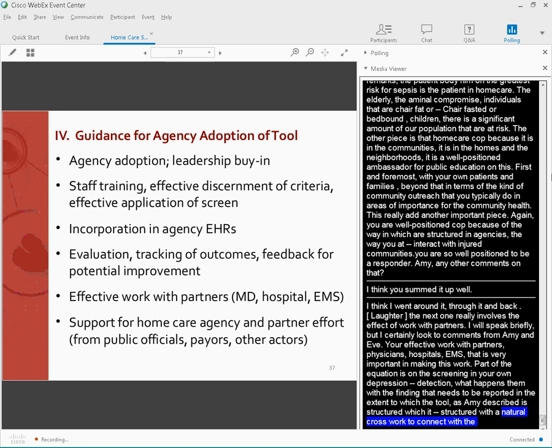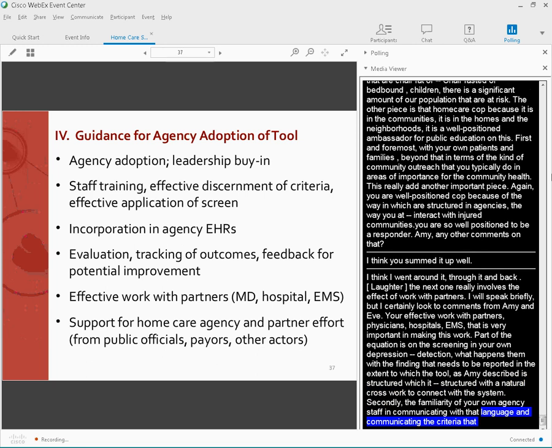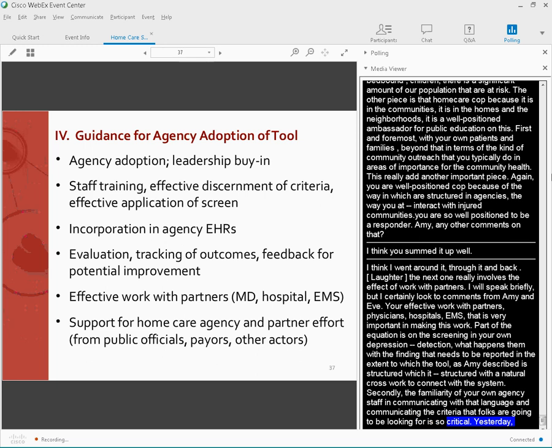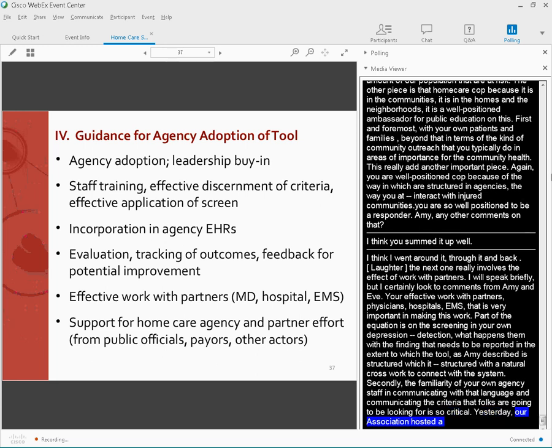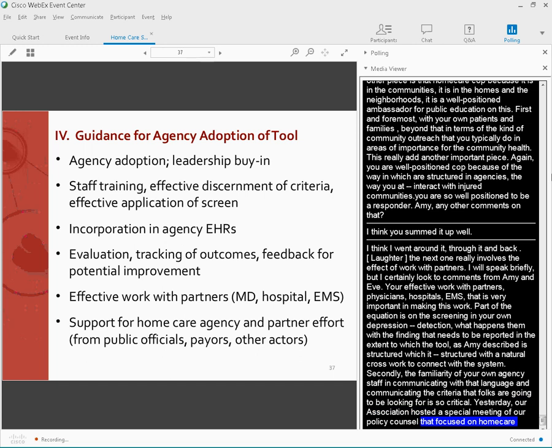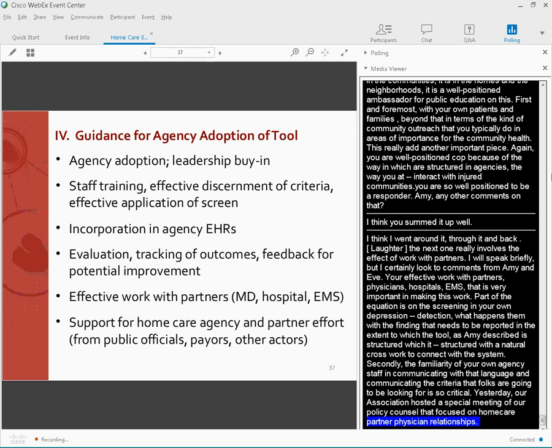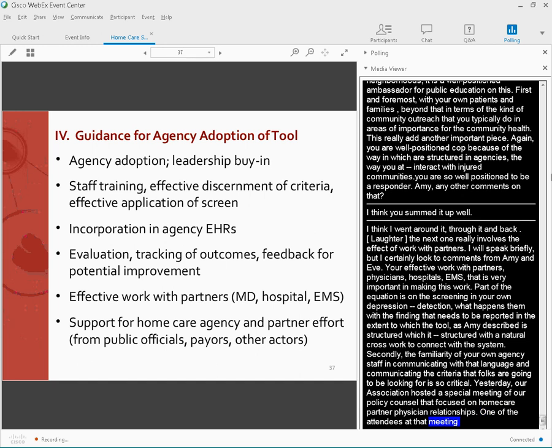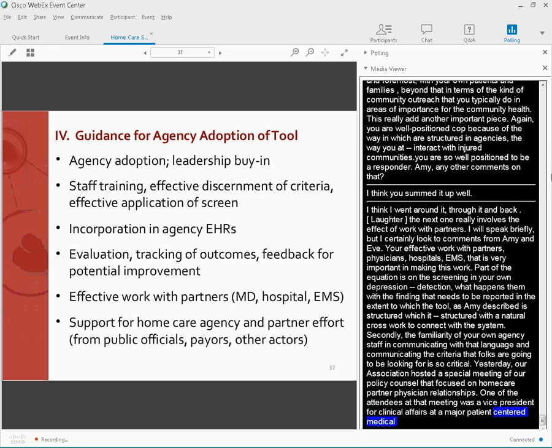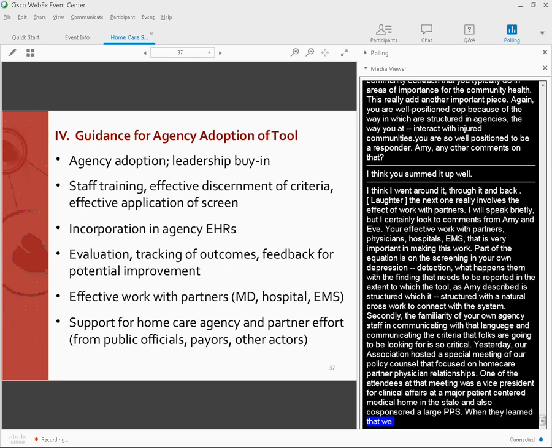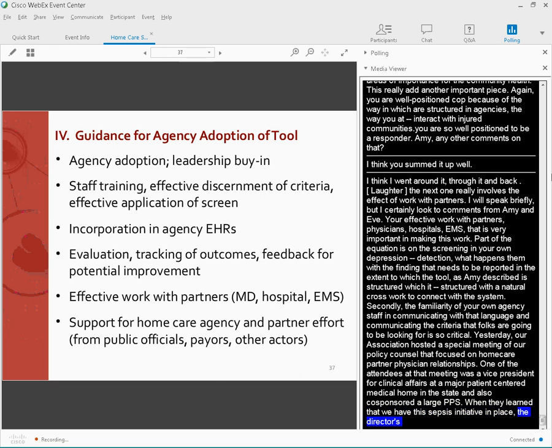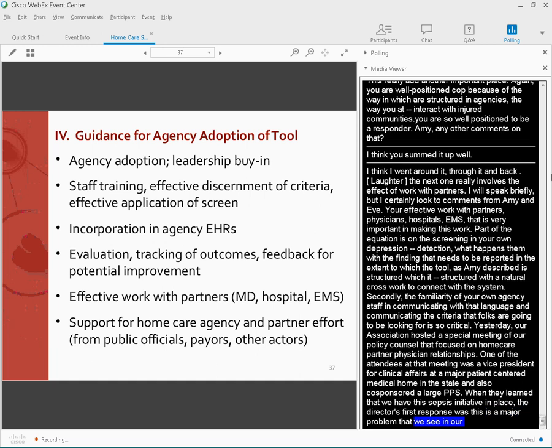Yesterday, our association sponsored a special meeting of our policy council which focused on physician-home care partner relationships. One of the attendees at that meeting was the vice president for clinical affairs at a major patient-centered medical home in the state, and also co-sponsor of a large PPS. When they learned that we had the sepsis initiative in play, the director's first response was, this is a major problem that we see in our practice, and we want to work with you to make sure that we integrate that into our own practice. So the development of these partnerships is so key.